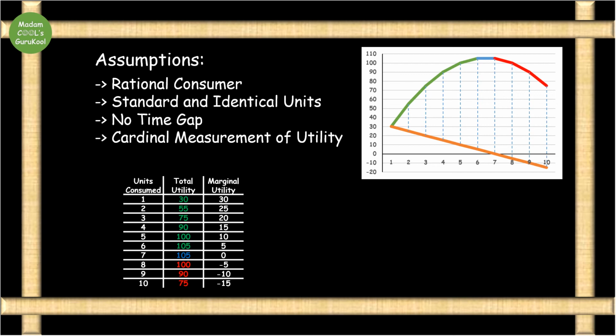Then we assume that the utility can be measured in cardinal units. So it's very difficult to measure utility or satisfaction. But then here, for the sake of this law, we assume that we can measure it in terms of numbers.